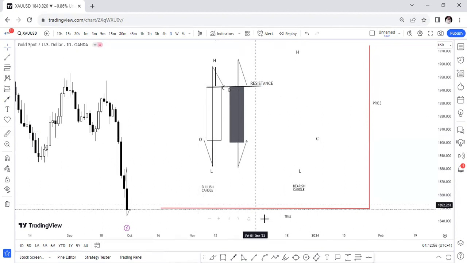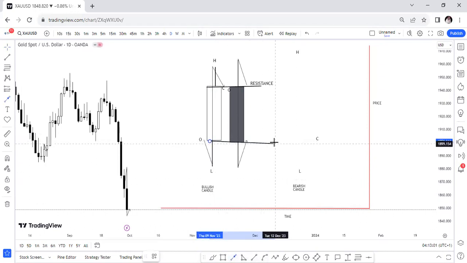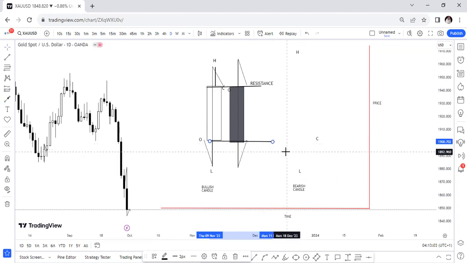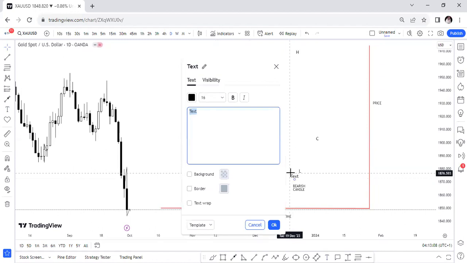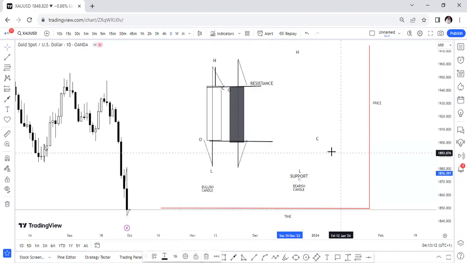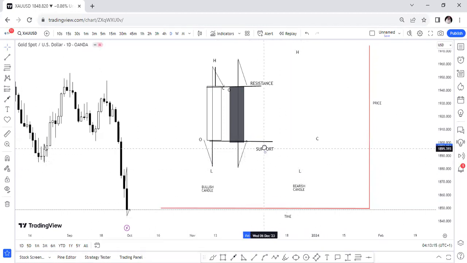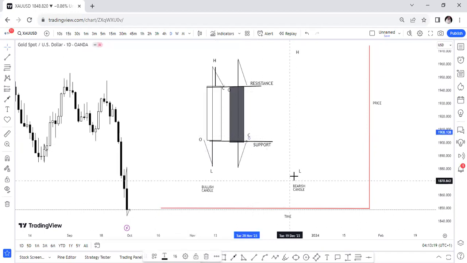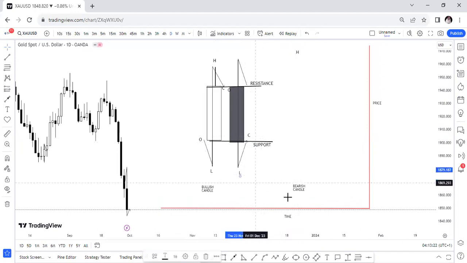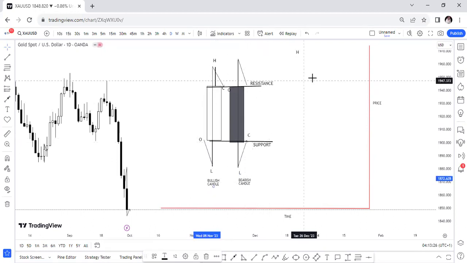This is the support level, where the market opens and closes. Support level. Close at the high, this is a bearish candle. So they come together to form what we call the support and resistance.